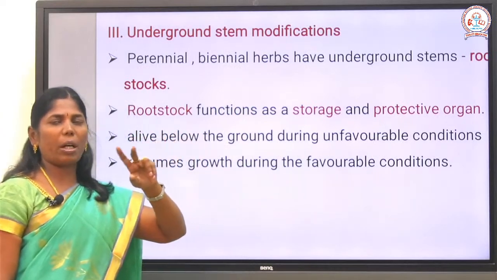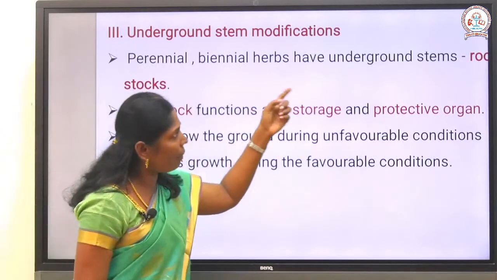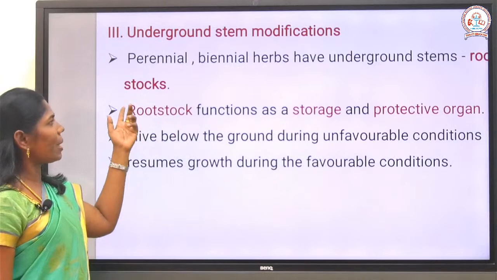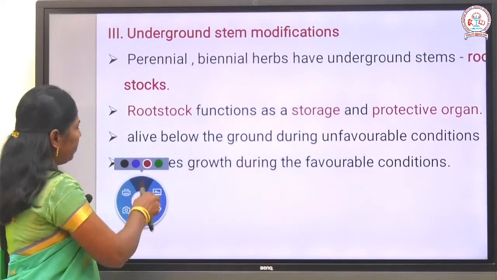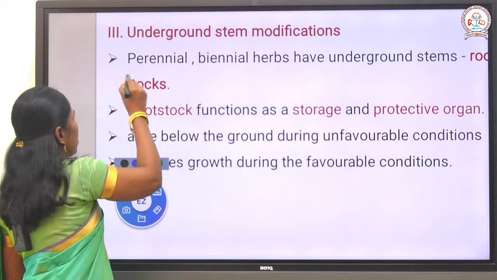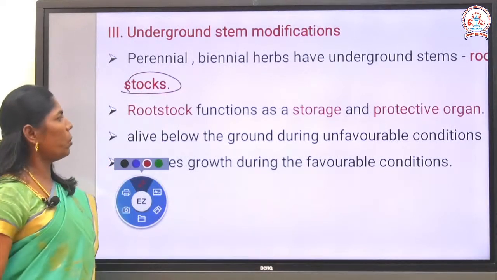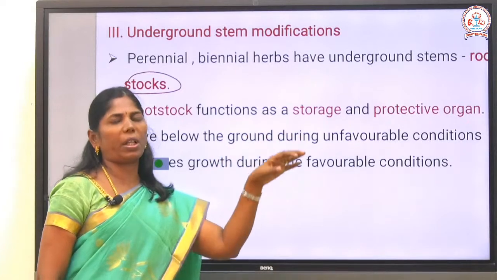Within two years they complete their life cycle, and they have underground stems, which are otherwise called rootstalks. You know, rootstalks. So the perennation character is called a rootstalk. The rootstalk's function is as a storage and protective organ.